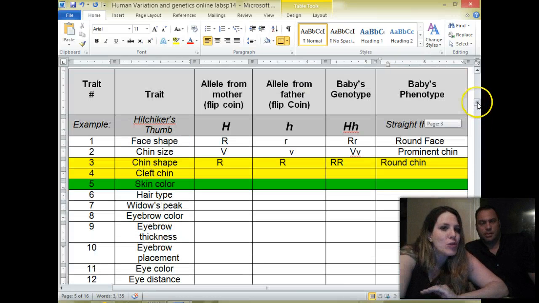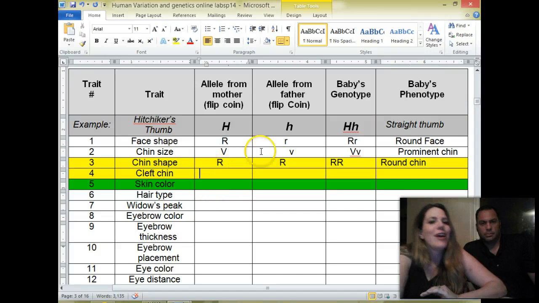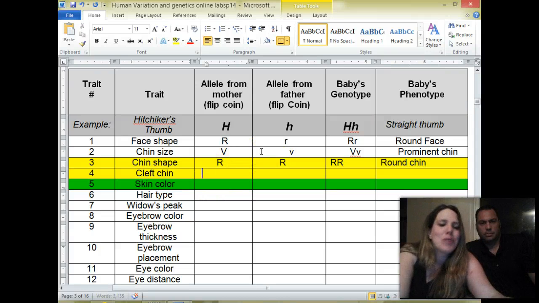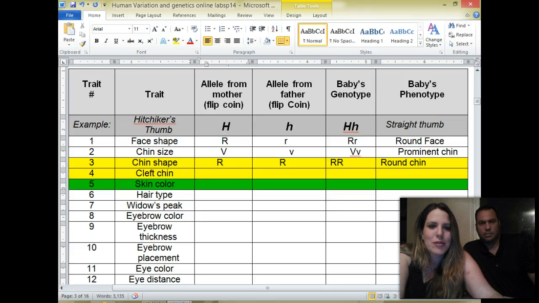Remember, you could only do cleft chin if you were homozygous dominant or heterozygous for chin size. So this is going to be A. Dad donated a little a. And the baby is big A, little a. And the baby has a cleft chin.